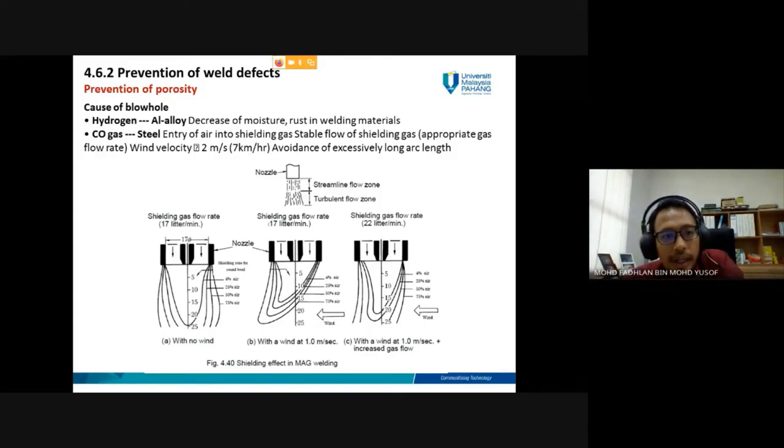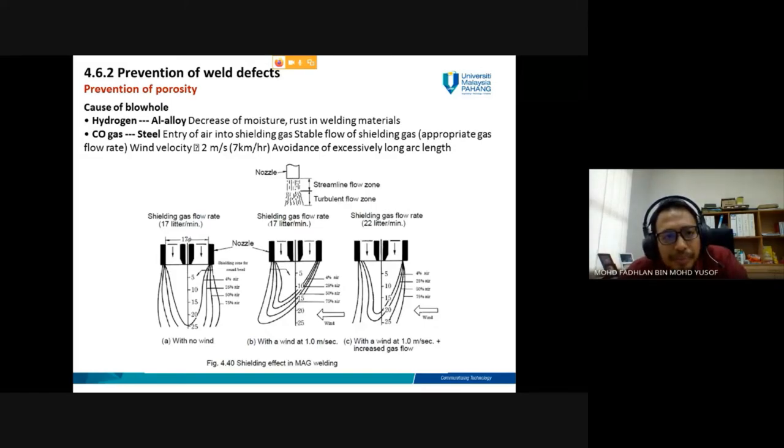So kalau kita tengok, sebab kalau kita tengok macam dalam gambar sebelum ni saya tunjukkan, porosity tu sendiri dia ada banyak jenis. One of it is a blowhole yang terhasil daripada tindak balas hidrogen dengan aluminium alloy. So benda macam ni kita boleh elakkan dengan cara kita decrease moisture rust in welding material. Kita control moisture dan juga bersihkan kesan-kesan karat pada workpiece sebelum kita mulakan proses welding.